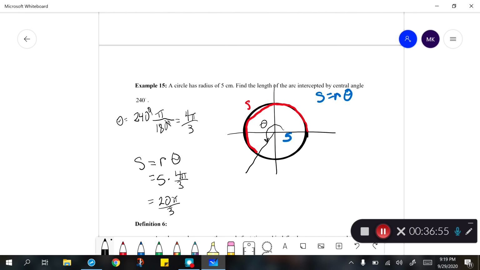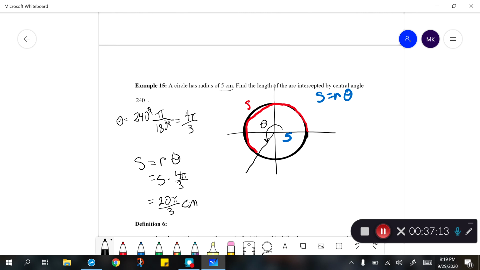But wait, what are my units? Well, if my radius was in centimeters, then my arc length is going to be in centimeters. So this is 20 pi over 3 centimeters. And there you have it.